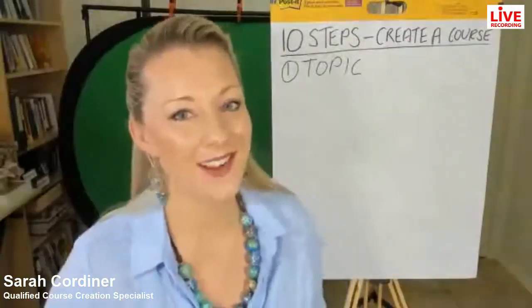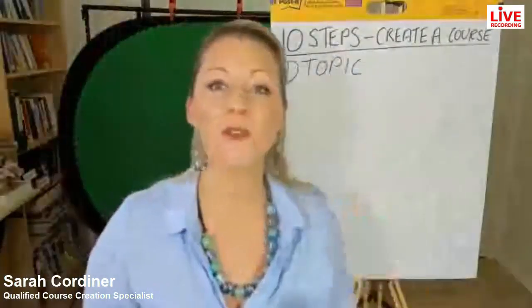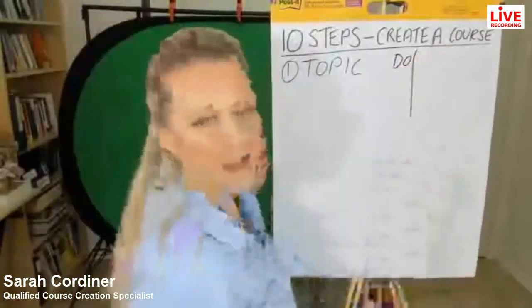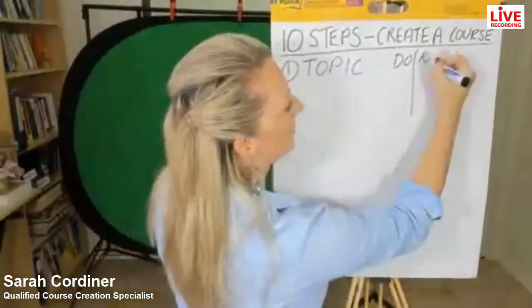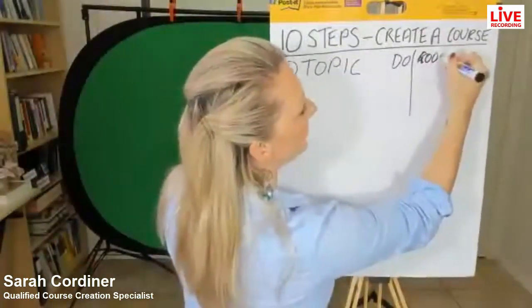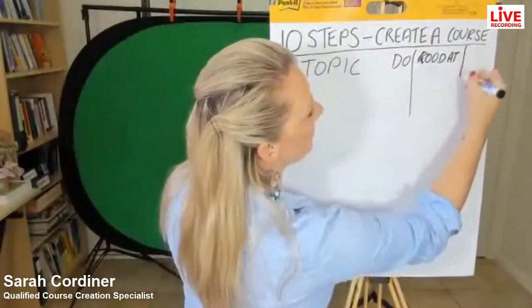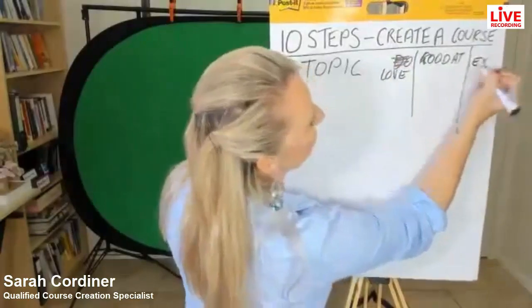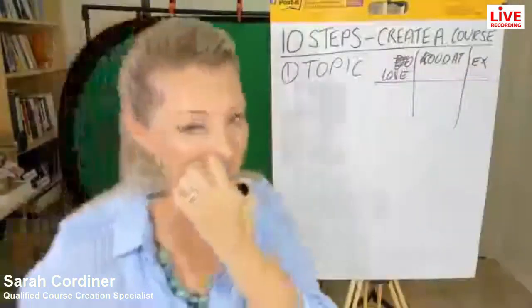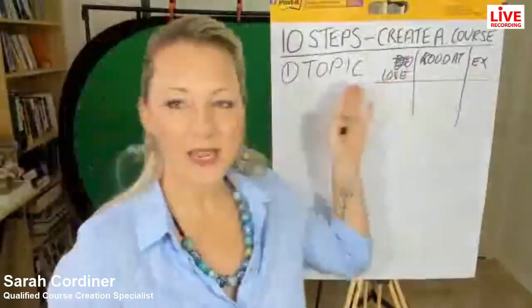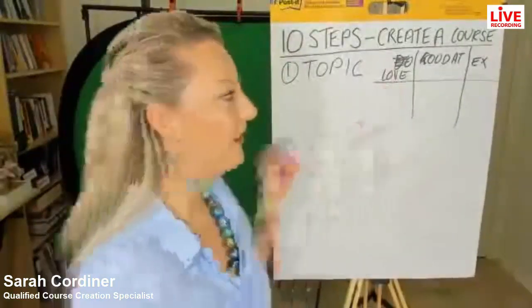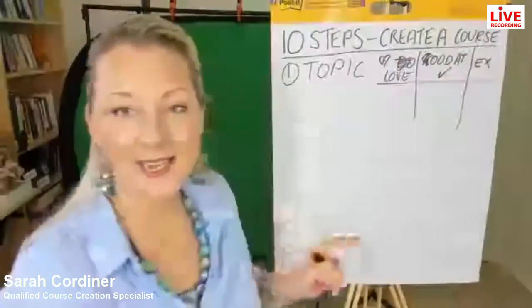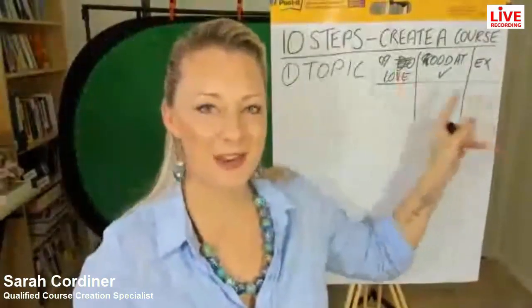Now, one little exercise I like to get people to do is to draw 3 columns on your piece of paper and write in column 1, love, column 2, good at, and column 3, experience. Sorry, I put the wrong word at first. You can't see this very well, I have such a small whiteboard here. So your topic has to be something that you absolutely love. It has to be something that you are good at. And it has to be something that you have experience in.